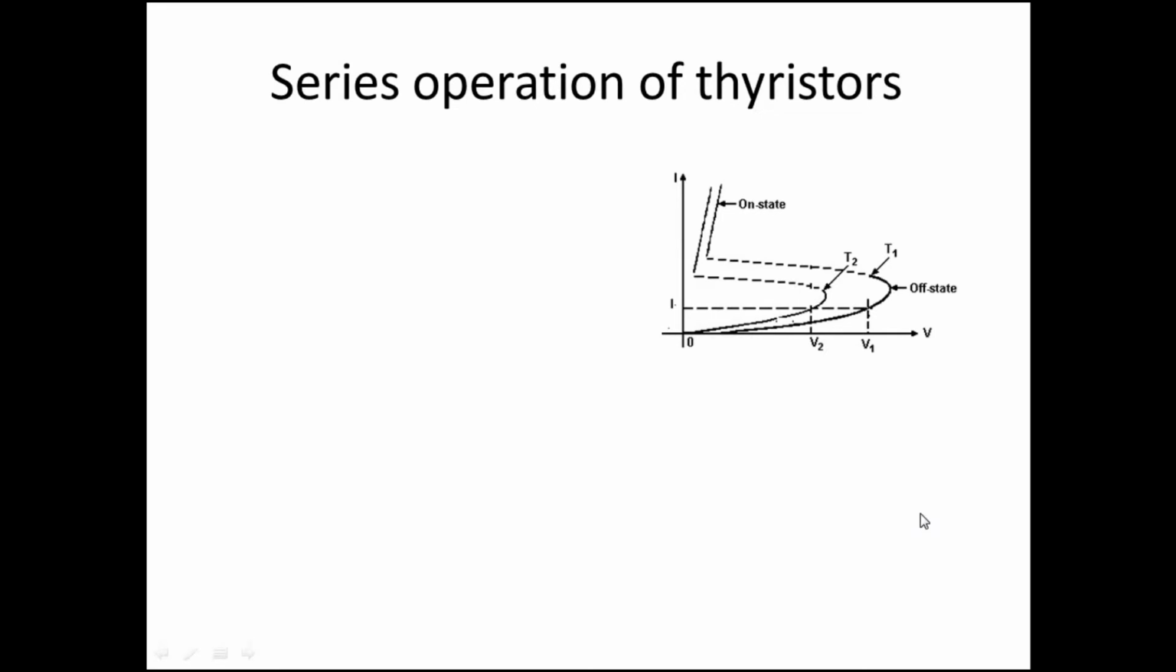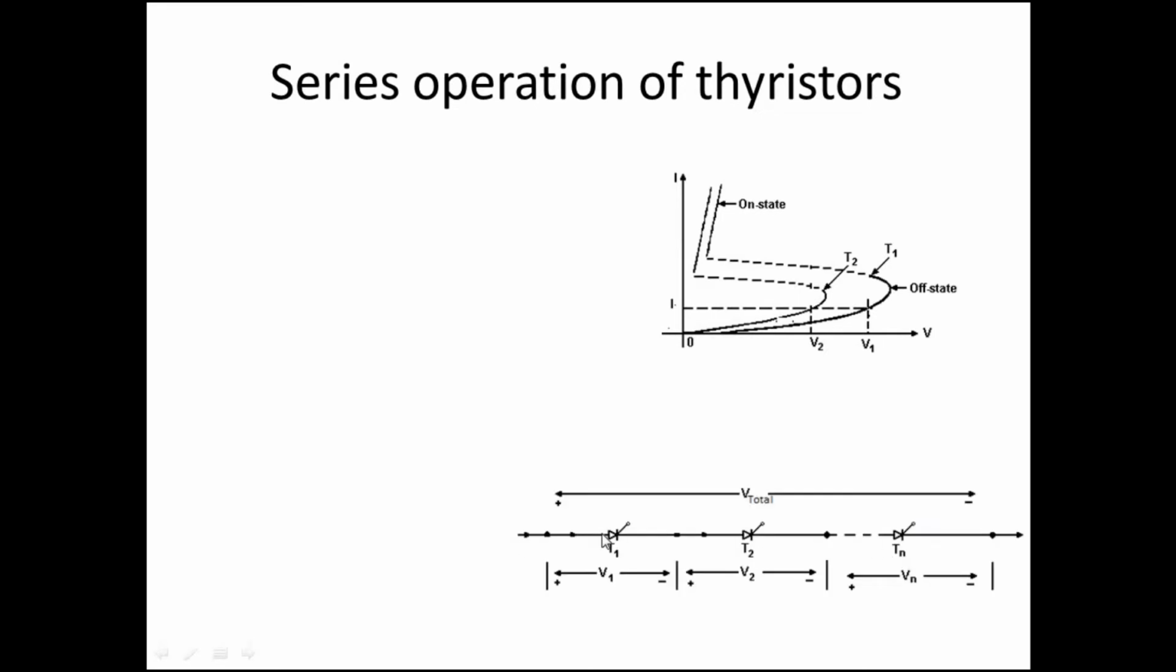In series operation the current will be the same, since it is in series. So we expect the voltage should be equal, but with the same current, T1 will have a voltage V1 and T2 will have a voltage V2 across it, and the voltages are different. This is a problem. This is an undesirable condition because it decreases the string efficiency, because we are designing in such a way that the voltage will be shared equally.